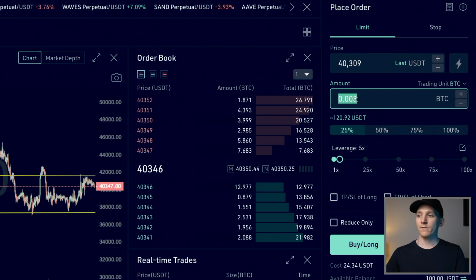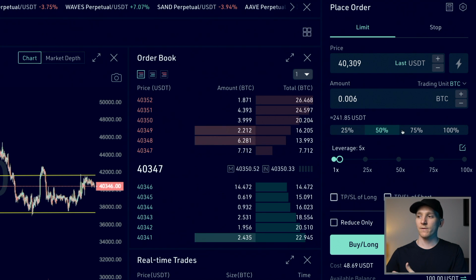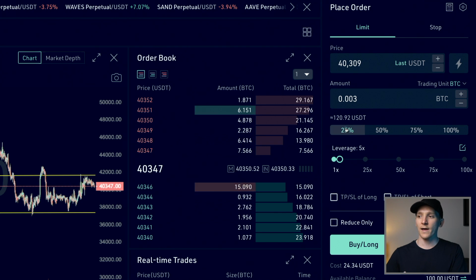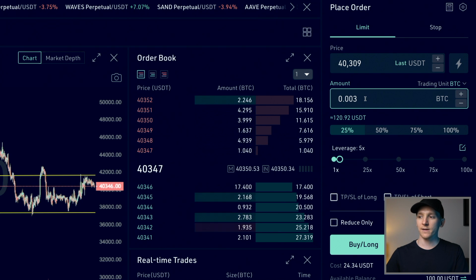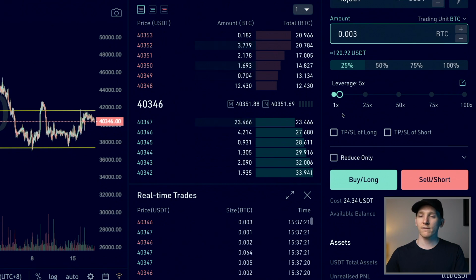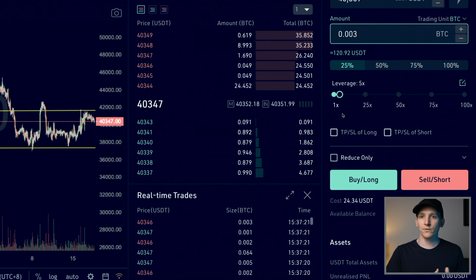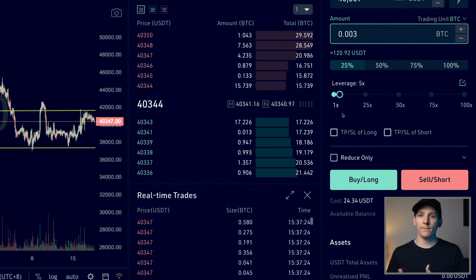So we can either do 25, 50%, or 75% of what you've got in account, or you can just go in here and manually set that in. In terms of leverage, like I said, beginners, please don't use too much leverage. You can get wiped out basically, right?